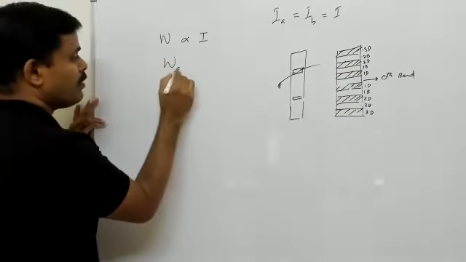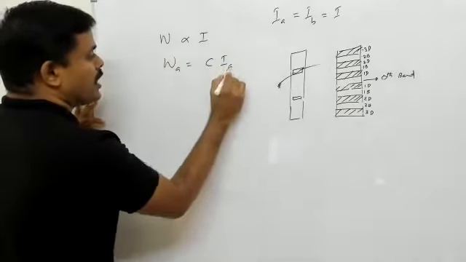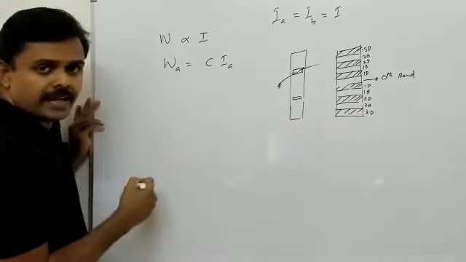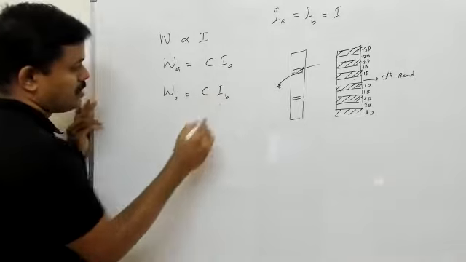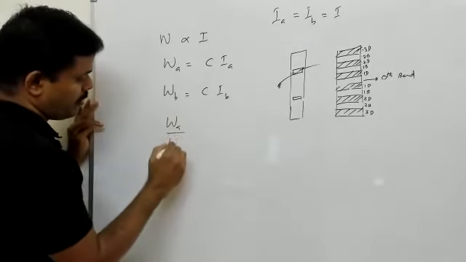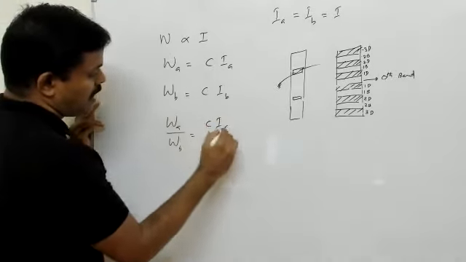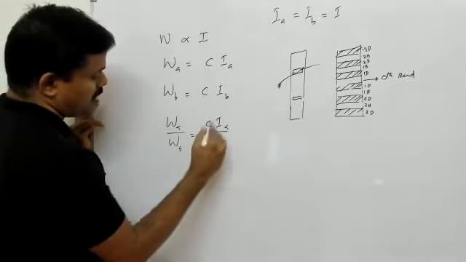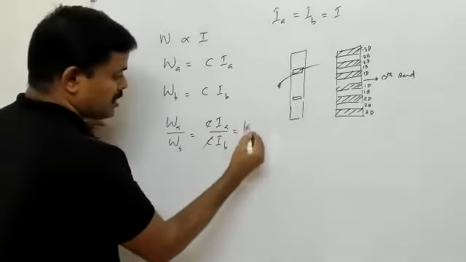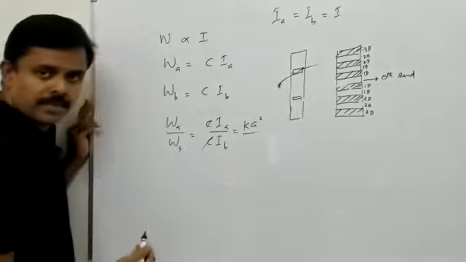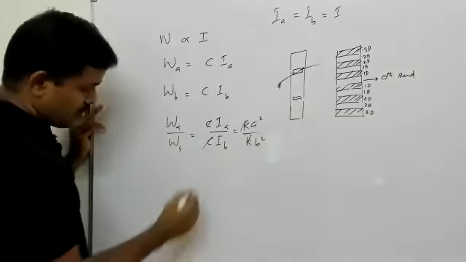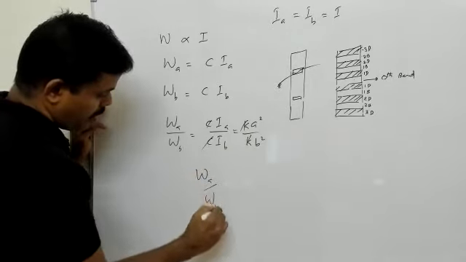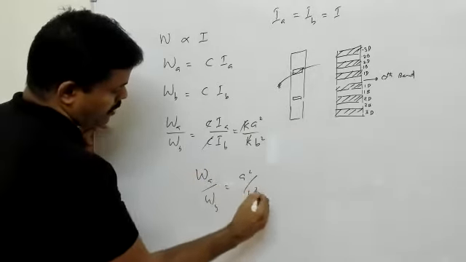So width of A will be what? A constant into IA. I can remove the proportionality. So width of B will be what? A constant into IB. So I can take WA by WB. What is this? CIA by CIB. C and C are cut. IA was written as KA square in the beginning, IB was written as KB square. K and K are cut. So I got the equation WA by WB is equal to A square by B square.